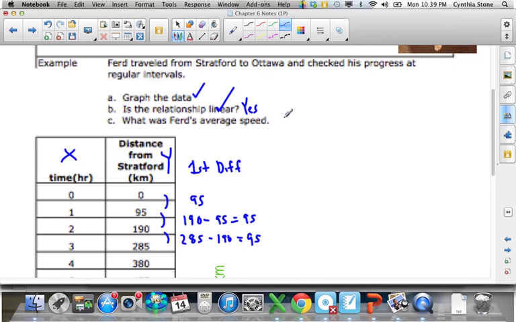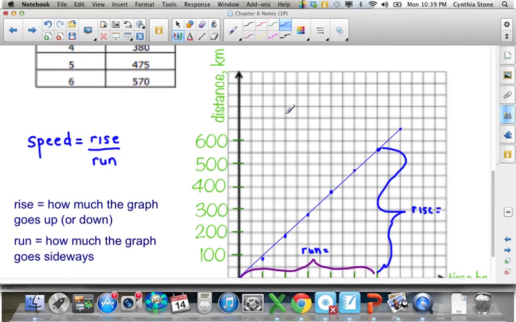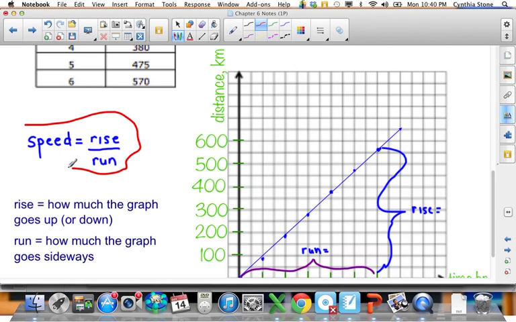Okay? Now, find his average speed. Here's the whole thing that's new today, right? Everything else isn't new. You've graphed before, you've done first differences. And here's the new equation. Speed has an equation, and that equation is rise over run. Okay? And, I say rise over run because that's a divide, right? So whatever the rise is divided by the run.